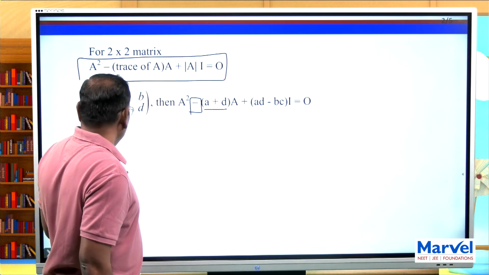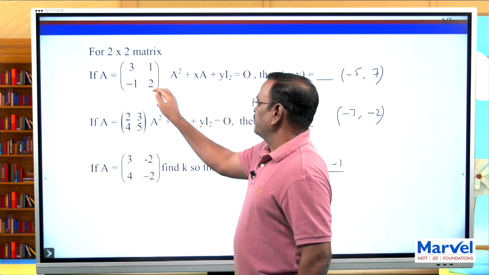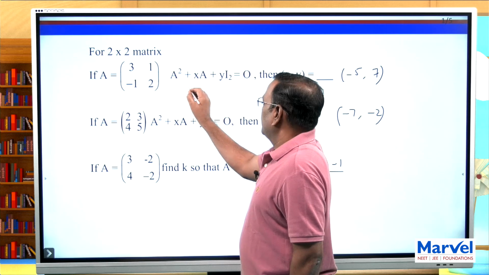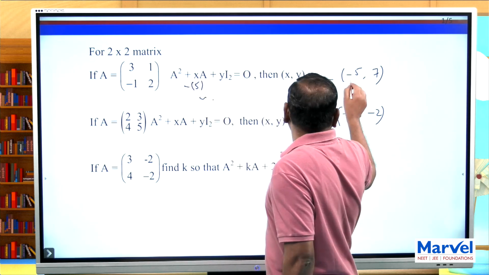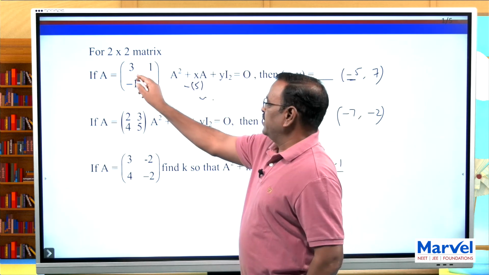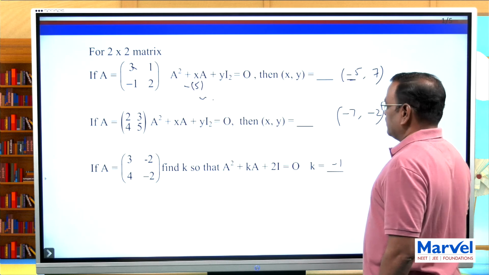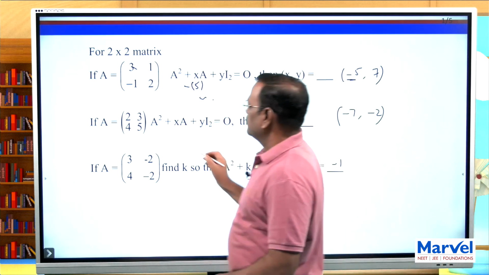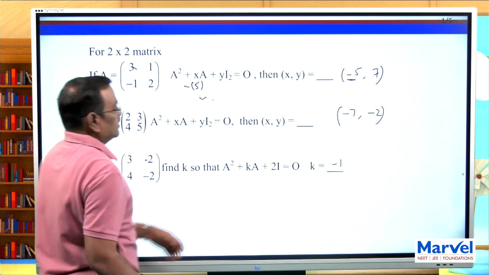Using this technique, we will verify here. So what are the diagonal elements? 3 plus 2, 5. As per the formula, minus trace of A, so this is 5. That is the reason for minus 5. And determinant of A: 3 into 2 is 6, minus minus 1, that is 7. That is the reason for 7.